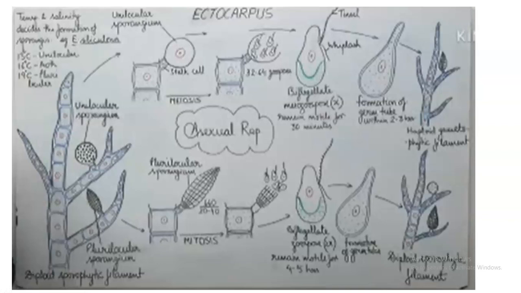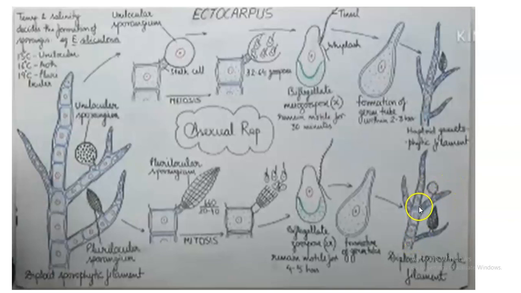This is the point that you have to be very vigilant about. The plurilocular sporangium releases zoospores and it will be germinating into a germ tube, and the germ tube matures to form a sporophytic generation. Why? Because the zoospore is diploid. So diploid will be germinating into a diploid generation. What is a diploid generation? That is the sporophytic generation.